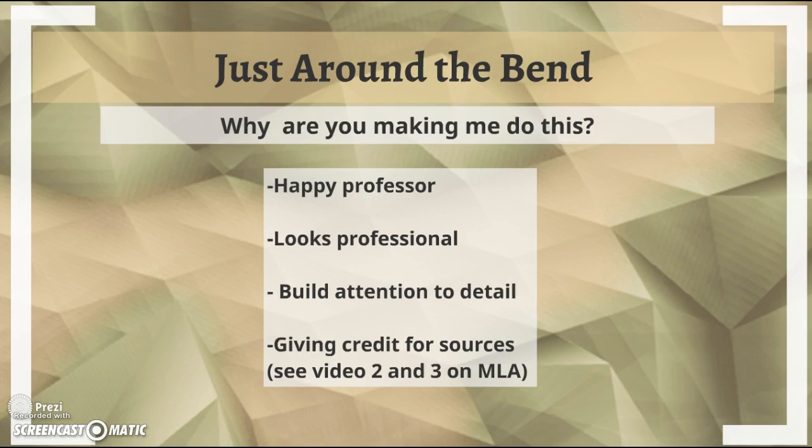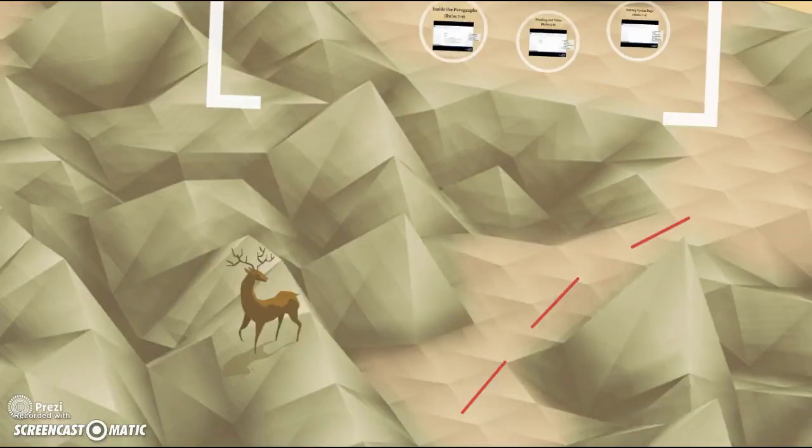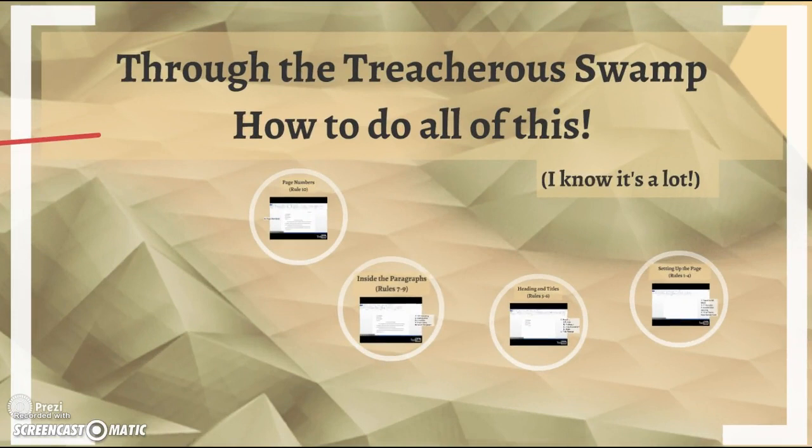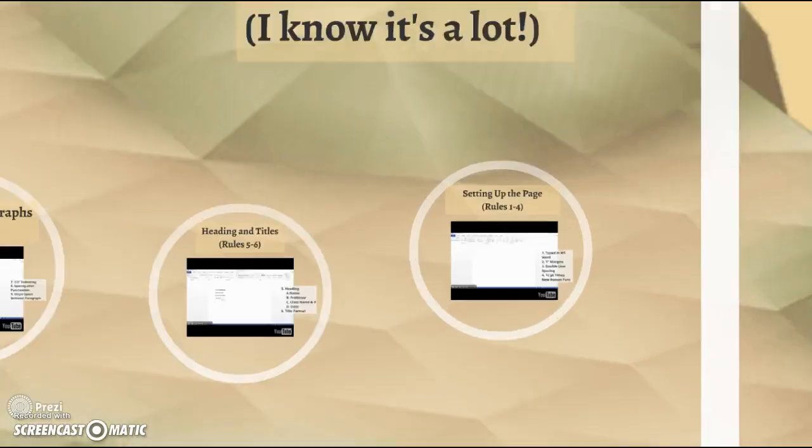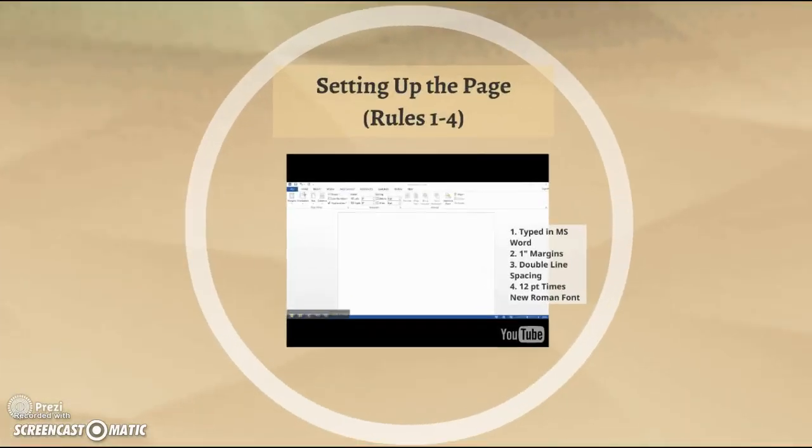So now that we have covered what MLA is and why we do it, how can we now take the uphill climb towards our buried treasure? The map to the perfect MLA paper comes with 10 rules that you have to follow. In the following videos, I will walk you through the rules and show you how to set up your paper. I break these into groups of 4: the setup, the start of the paper, the body of the essay, and the page numbers. So let's start with the setup. The setup is rules 1 through 4, and the rules are that you have to have your paper typed in Microsoft Word, 1-inch margins, double line spacing, and 12-point Times New Roman font.